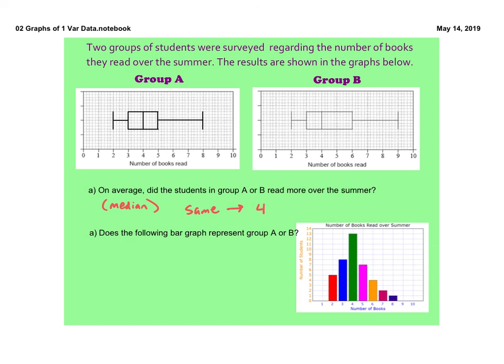Does the following bar graph represent group A or B? So when you analyze this bar graph compared to our data here, which obviously is a very different representation, you can see that there is no bar for 9, which means that it can't be B, because B has data that goes out to 9. It has to be group A.